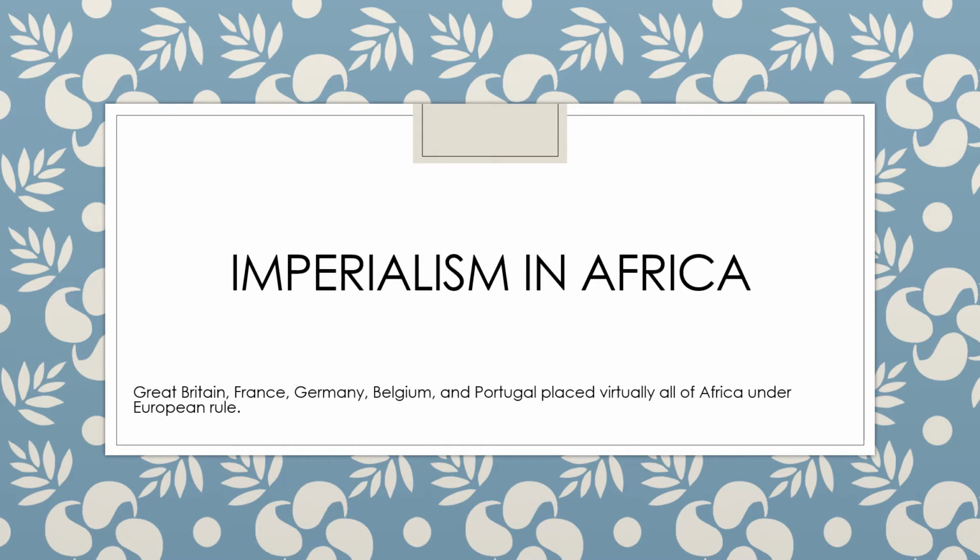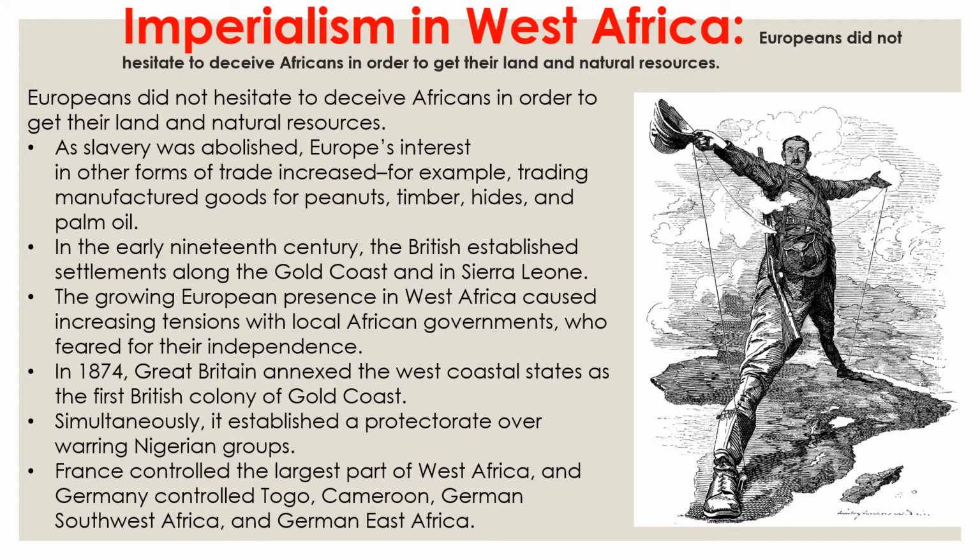Now let's talk a little bit about imperialism in Africa. Great Britain, France, Germany, Belgium, and Portugal all placed virtually all of Africa under European rule by the early 20th century. Europeans did not hesitate to deceive the African populations in order to get their land and natural resources. As slavery was abolished, Europe's interest in other forms of trade increased. For example, trading manufactured goods for peanuts, timber, hides, and palm oil, all of which were natural resources that those Western nations could use in their industries.